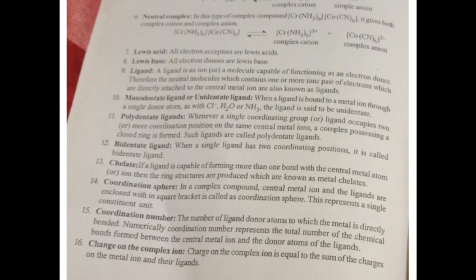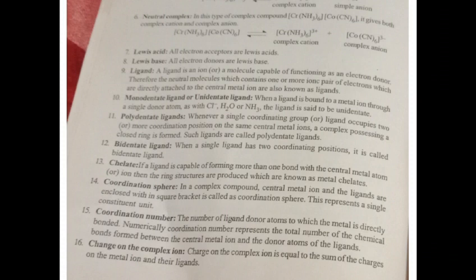Lewis acid. What is Lewis acid? All electron acceptors are Lewis acids. All electron donors are Lewis bases. Ligand. What is a ligand? A ligand is an ion or molecule capable of functioning as an electron donor. Therefore, the neutral molecules which contain one or more lone pairs of electrons which are directly attached to the central metal ion are also known as ligands.